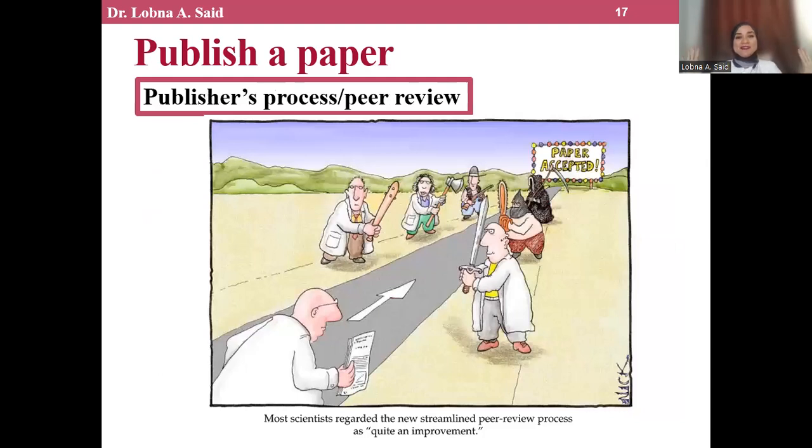After you submit, the review process is a really hard process until the paper gets accepted. Of course, you have to listen to the reviewers, because some of them are doing constructive work to make your paper appealing and in good shape for publication.